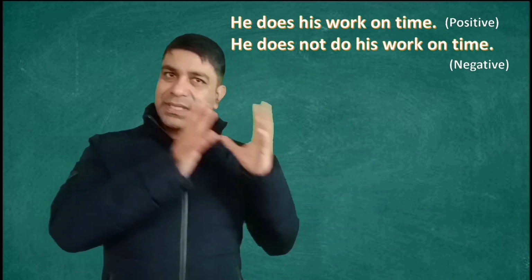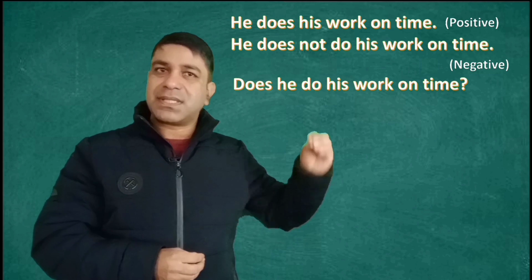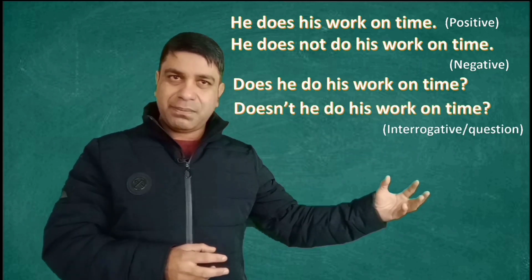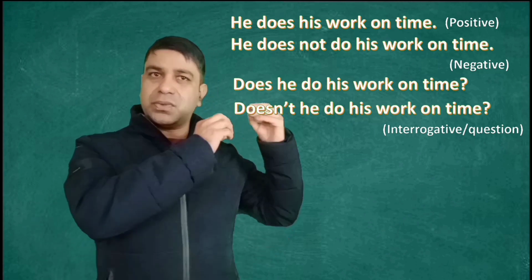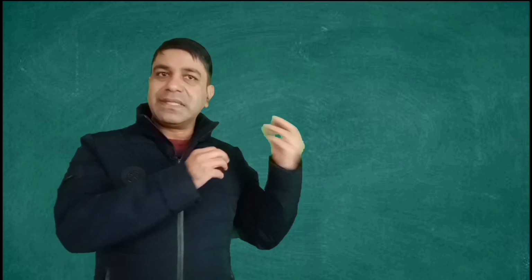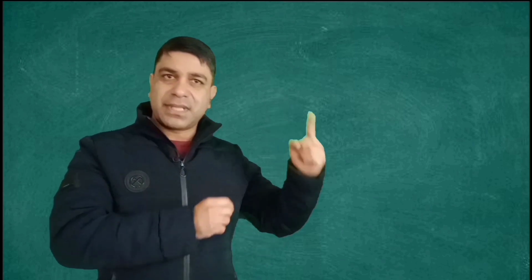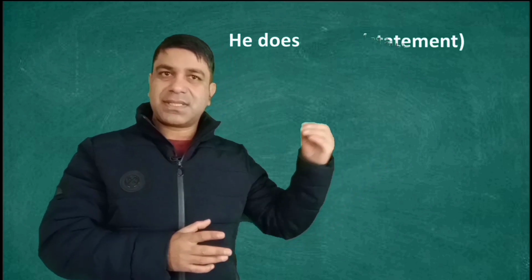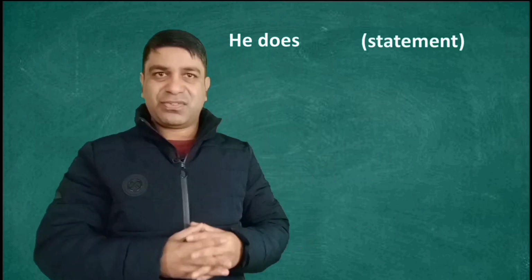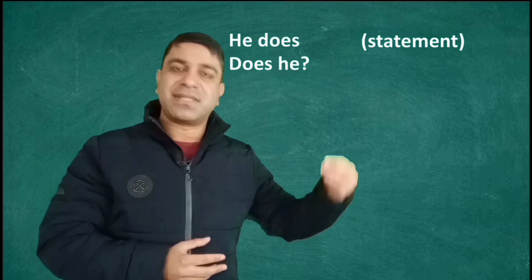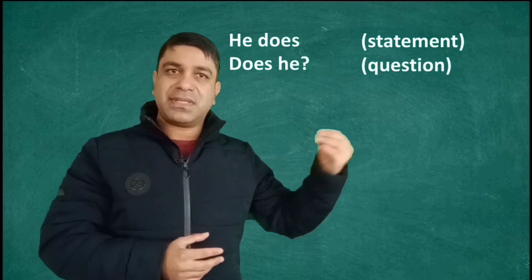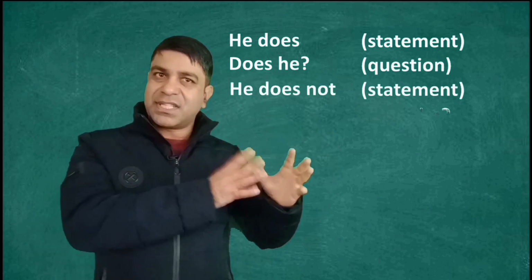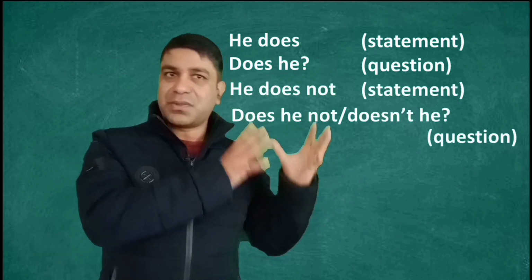And when you change it into interrogative, it becomes does he do his work on time or doesn't he do his work on time? When you change a statement into a question, just interchange the position of the subject and the verb. For example, he does is the statement. Interchange the position of he does, it becomes does he. He does is a statement, does he is a question. He does not is a statement, does he not or doesn't he is a question.